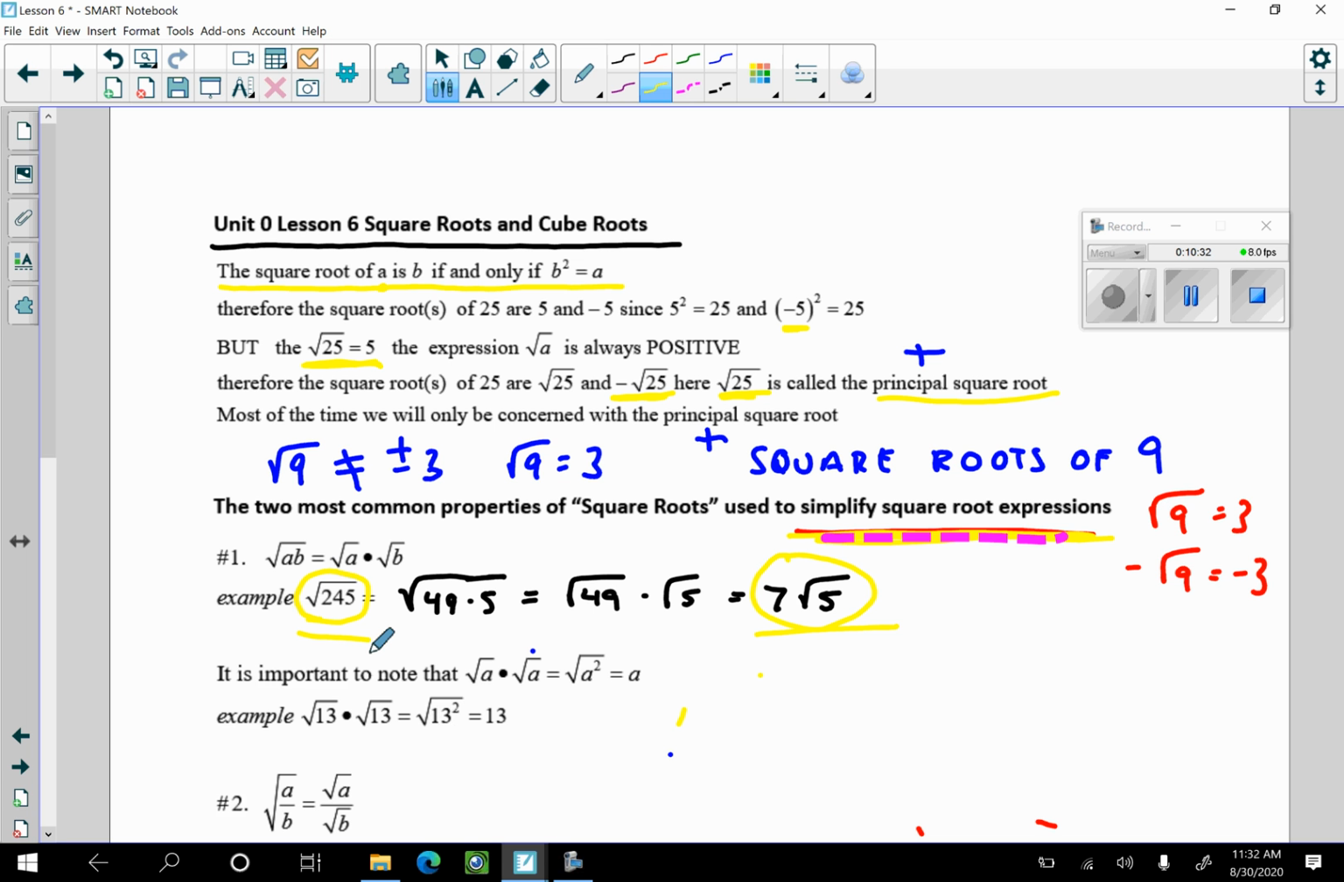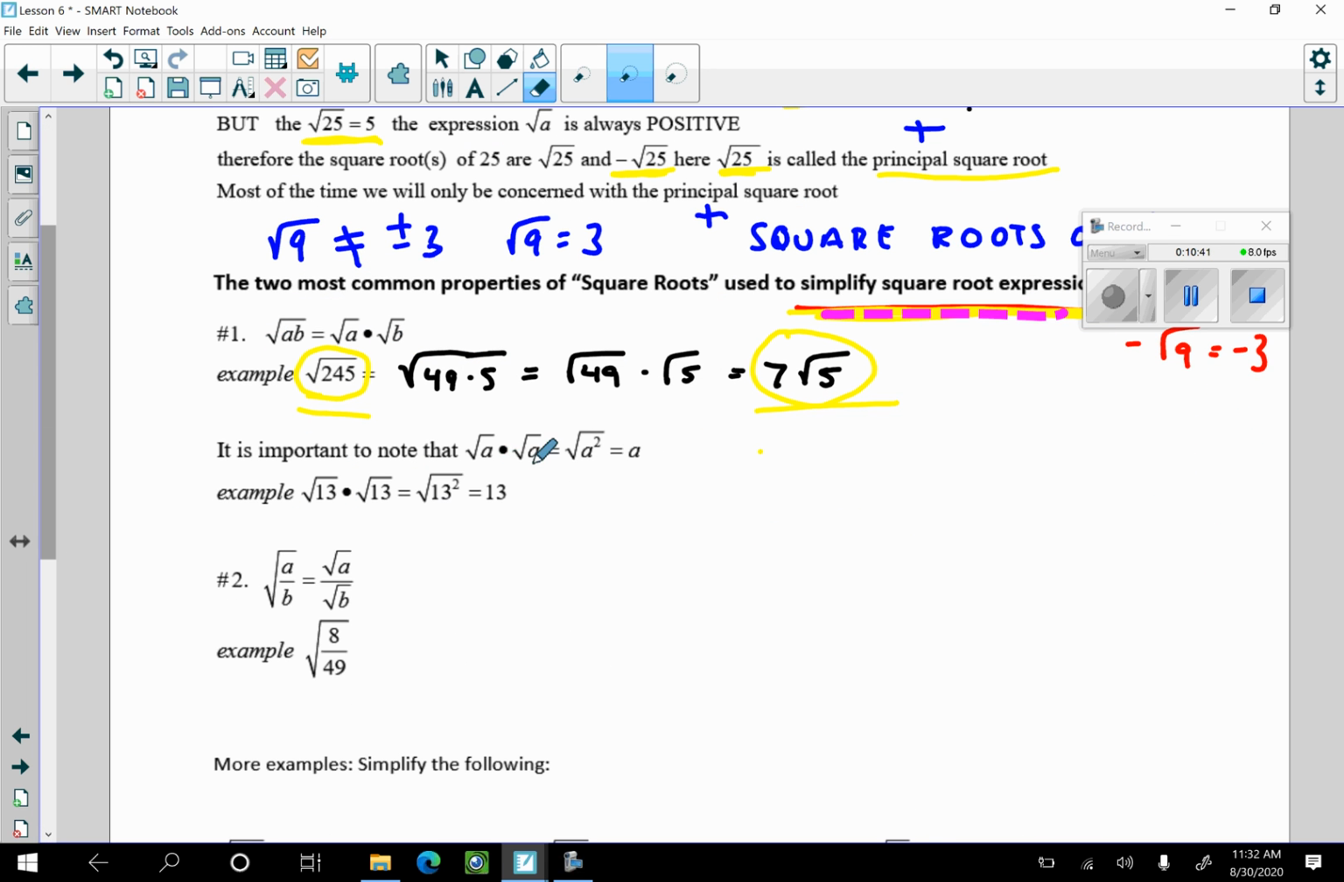It is important to note, and we will see this later on, that the square root of A has to be a positive number. The square root of A times the square root of A is the square root of A squared, which is A. But we're starting off where A is greater than or equal to 0. It has to be, or the square root expression doesn't exist. We'll talk more about that later, but the square root of A times the square root of A, the square root of A squared, is A. Square root of 13 times square root of 13 is the square root of 13 squared, which is 13, and this holds only if A is greater than or equal to 0.